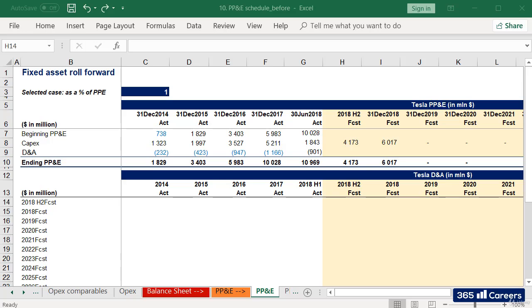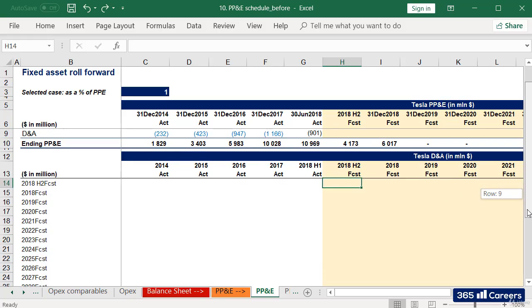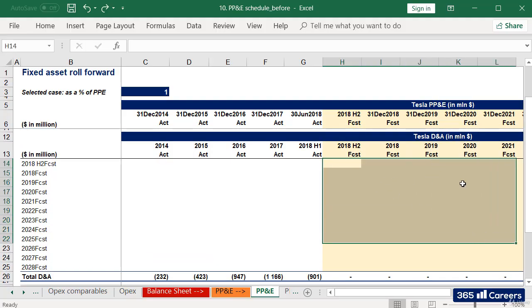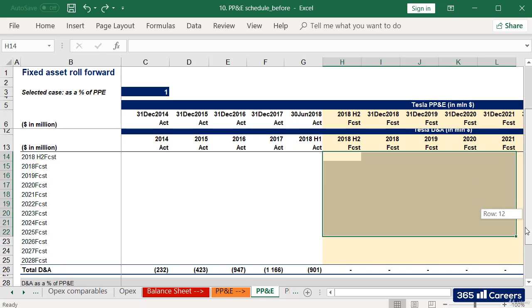Building a complete D&A schedule is the more sophisticated way to model depreciation and amortization. The other option is to apply a percentage of revenues, or beginning PP&E, and calculate ending PP&E directly. But that's a bit imprecise. So, in this video, we will fill in the empty D&A schedule you see here.